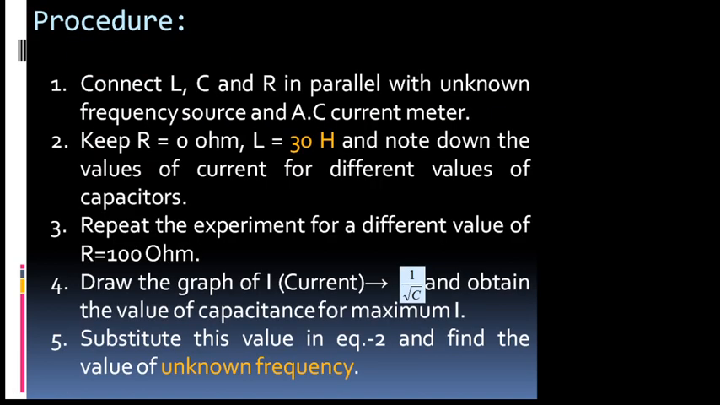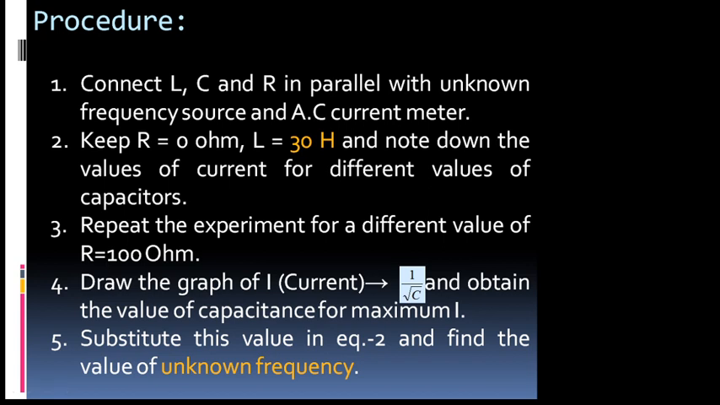I'm sorry. Draw the graph of I versus 1 over root C. Obtain the value of capacitance where the minimum current should be offered by that.